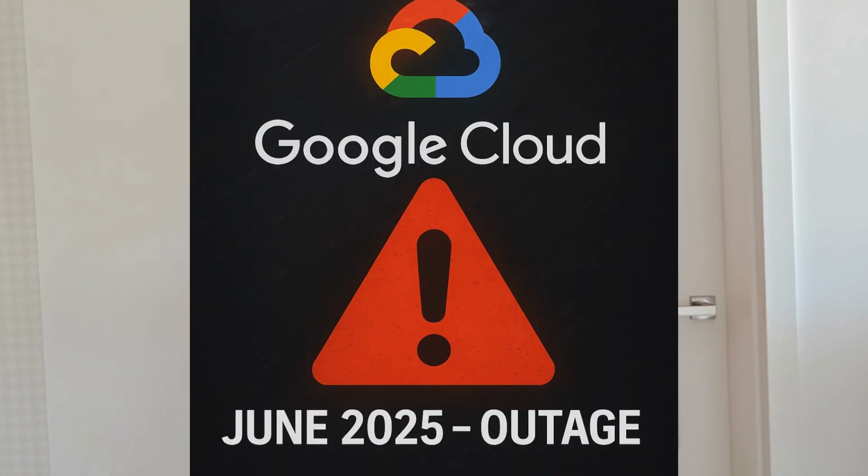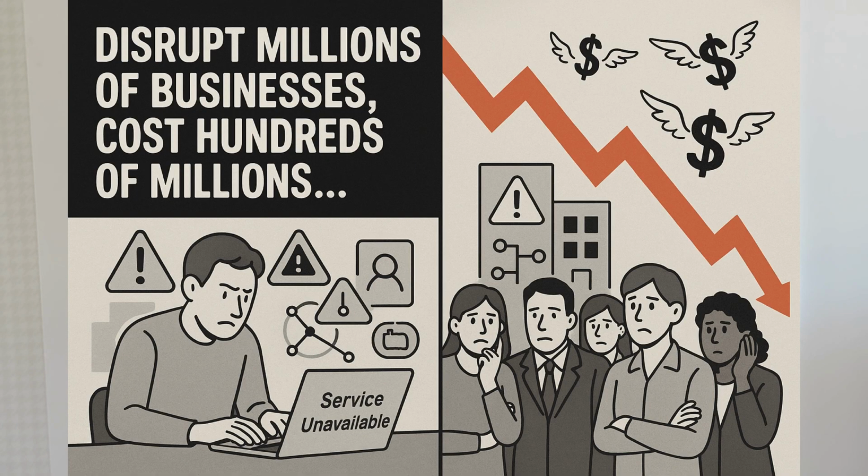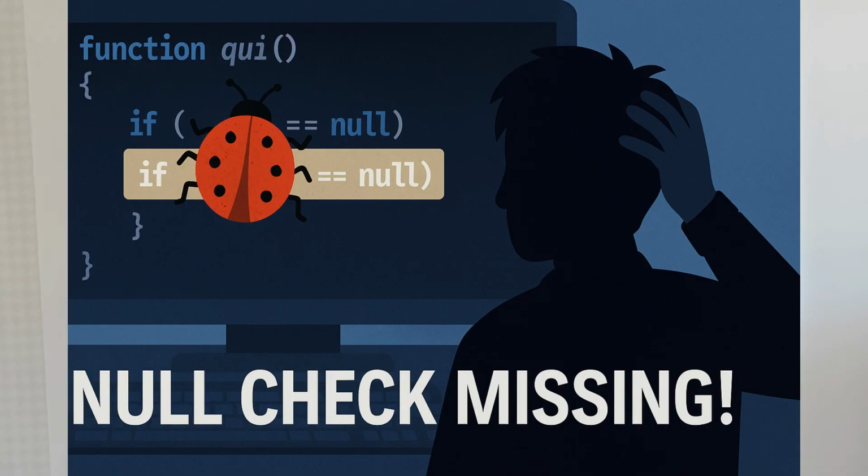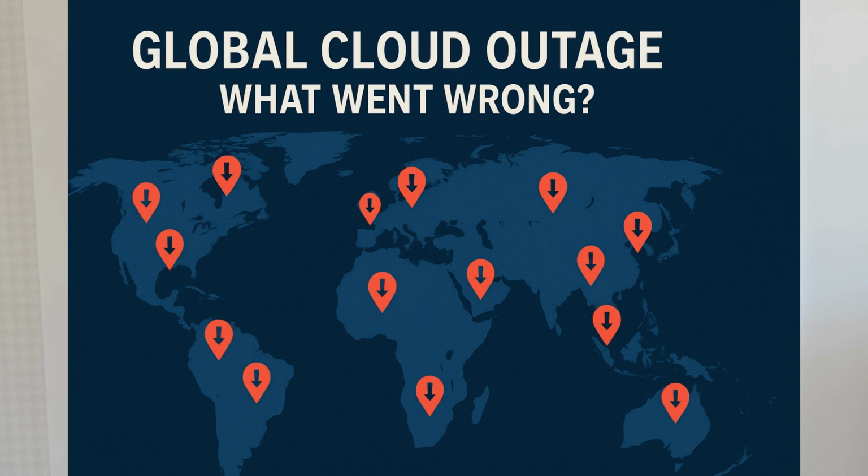What if I told you that a single missed check could take down Google Cloud, disrupt millions of businesses, and cost hundreds of millions of dollars, all in under 1 minute? That's exactly what happened in June 2025 when a simple bug at Google led to a global outage of Google's cloud, workspaces, and security services.